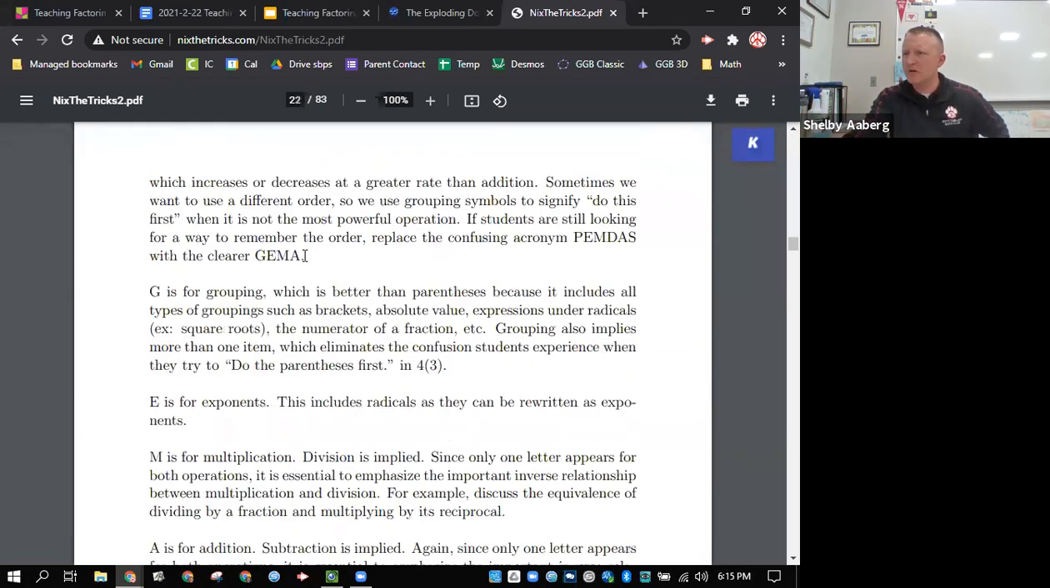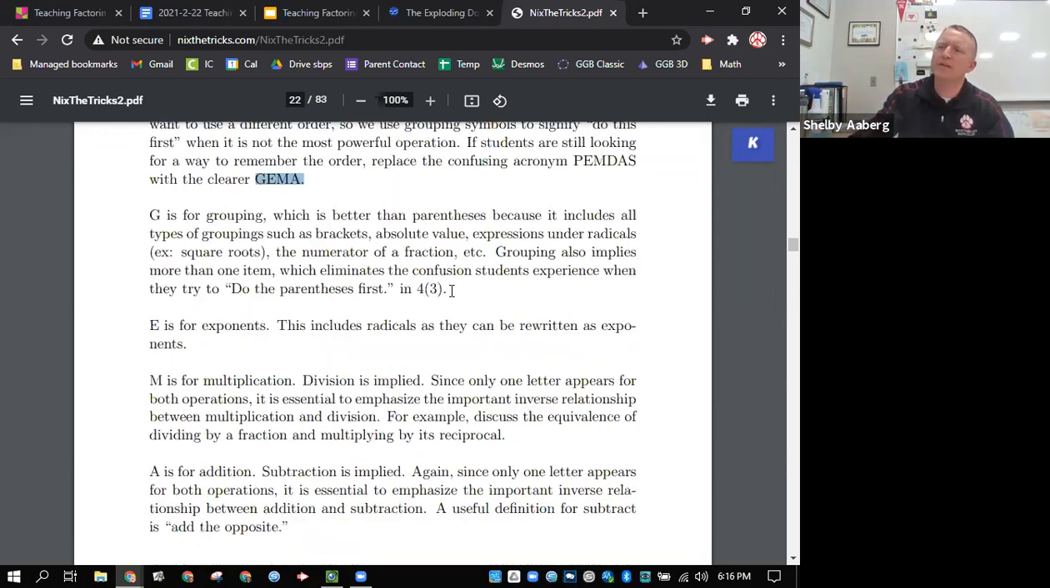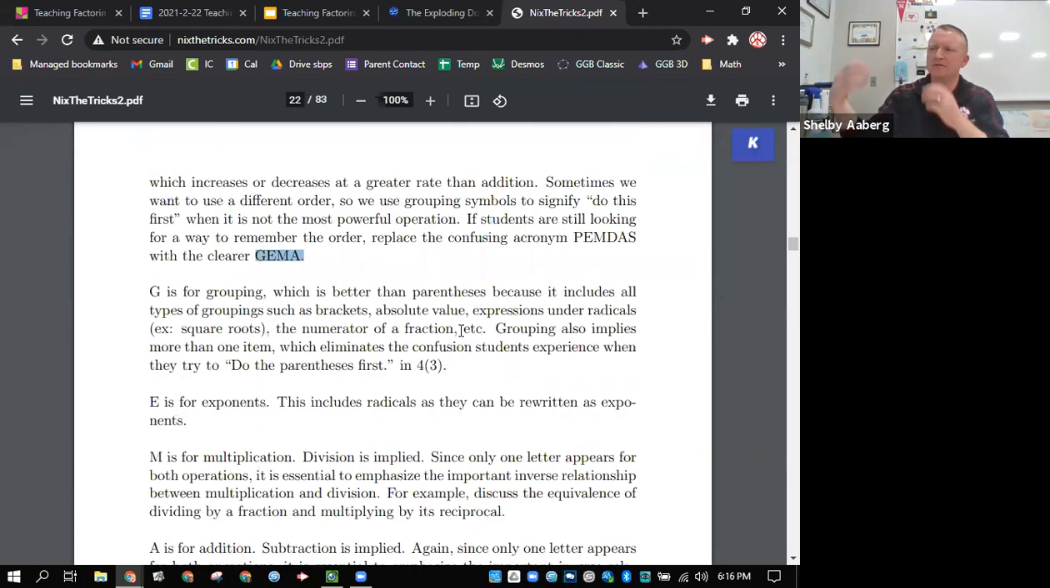So what we want to say instead is, keep it simple. Grouping symbols, exponents, multiply and add. Divisions, fancy multiplication, and subtractions, fancy addition. That's it. So this is a wonderful thing. Your PLC has enough fodder in this to go out and spend a couple of years improving the things that you're doing with your kids. So make sure you check that out.